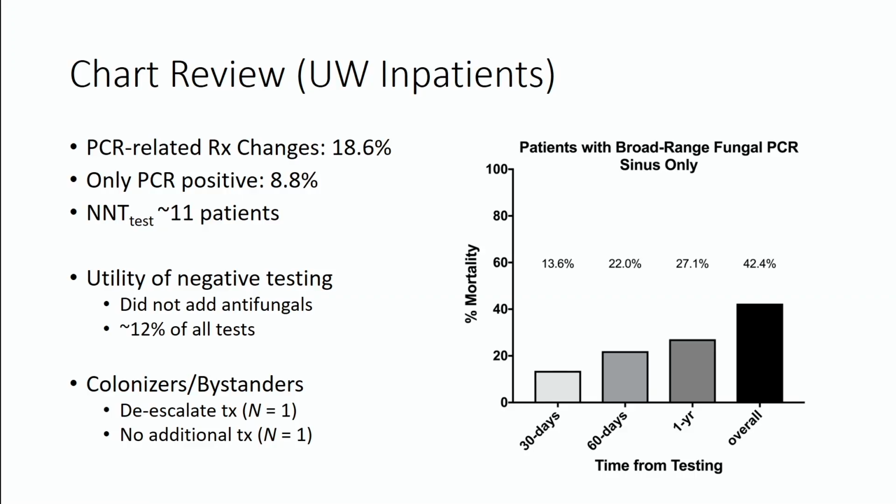So for those 50-odd patients who are UW inpatients, I was able to dive in and do a chart review and tease out a couple of really useful findings. The first is that positive PCR results led to a medication change about 18 or 19% of the time. PCR was the only positive diagnostic test in about 9% of cases. And so if I understand how to do this correctly, that means the number needed to test is about 11. I think that's a fairly conservative estimate, but a reasonable first order approximation. Come back to that on the next slide.